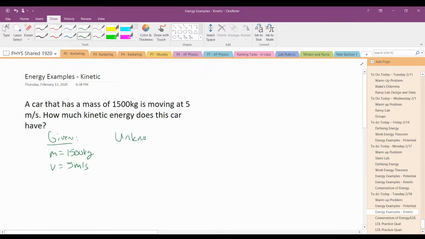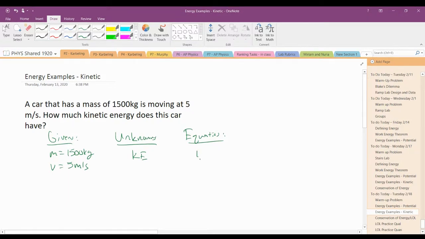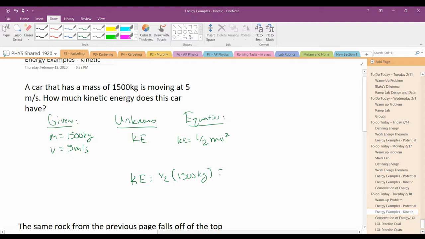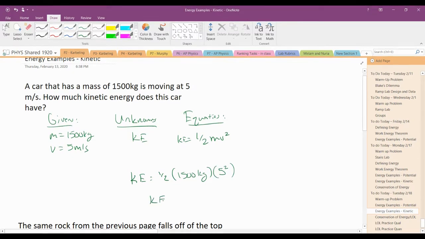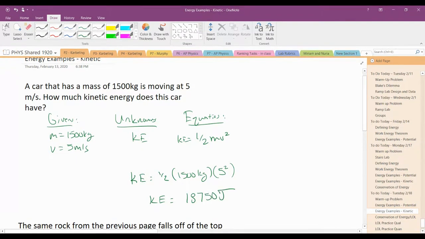Our unknown, kinetic energy, and our equation is 1/2 mv squared is kinetic energy. So just plugging everything in, we have kinetic energy is equal to 1/2 times 1,500 kilograms times 5 squared. So plug that in your calculator, see what you get. You should get 18,750 joules.